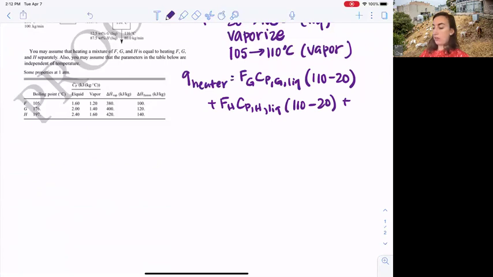So we're going to have the flow rate of F times, and then everything that happens to F is going to be times that flow rate. So we can just pull out that flow rate before we even get into it. Then we're going to have CP of F as a liquid. And what's happening to it while it's a liquid is it's going from 20 to 105. Sorry, I can't talk and write at the same time. So final temperature is 105, initial temperature is 20. Then it needs to vaporize.